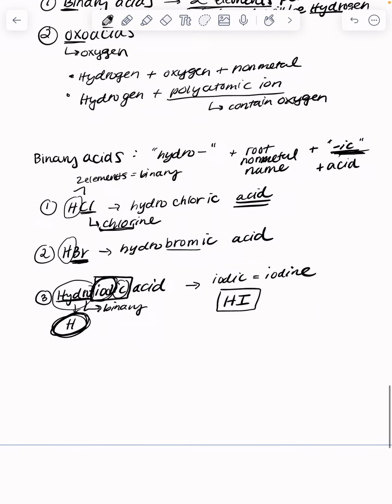Amazing. So that was binary acids. Now we will move on to our oxo acids. There's a few different ways that we have to look at naming these, right? We have to look: does it end in ate or ite? And when we talk about this, we're talking about polyatomic ions. Most of the examples that you'll be given involve polyatomic ions.